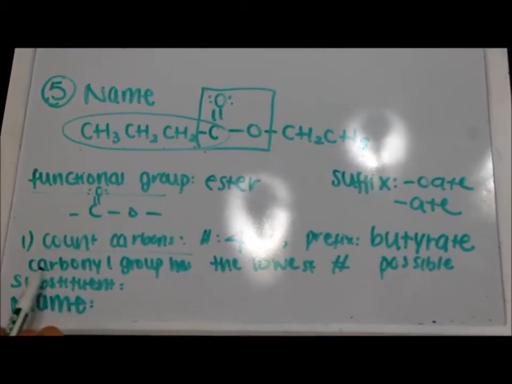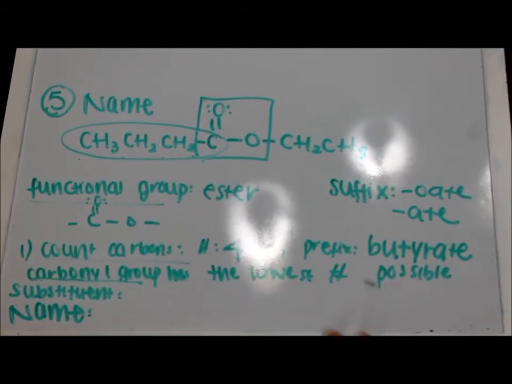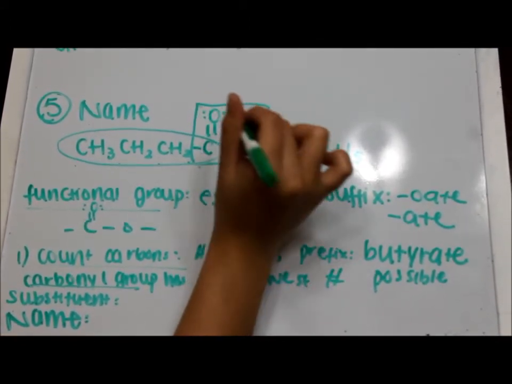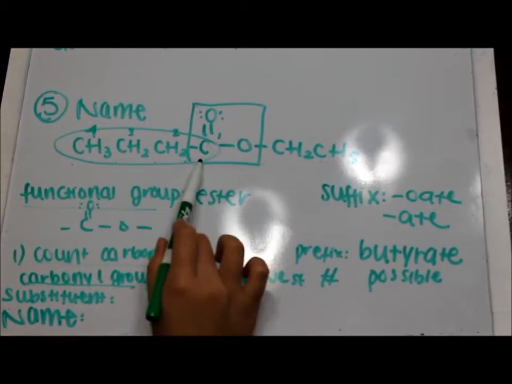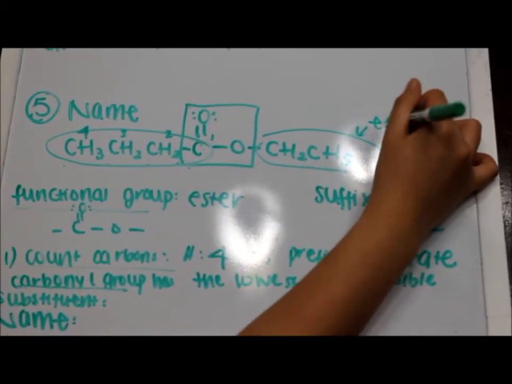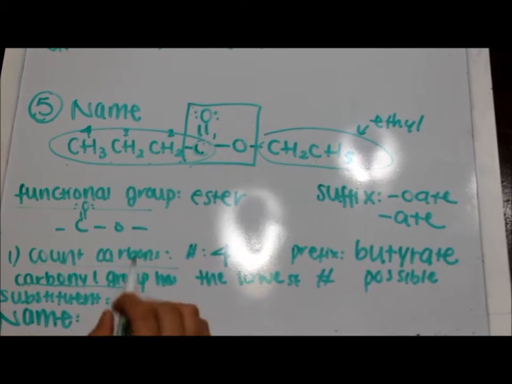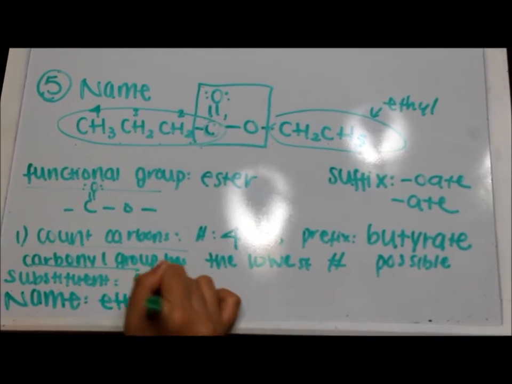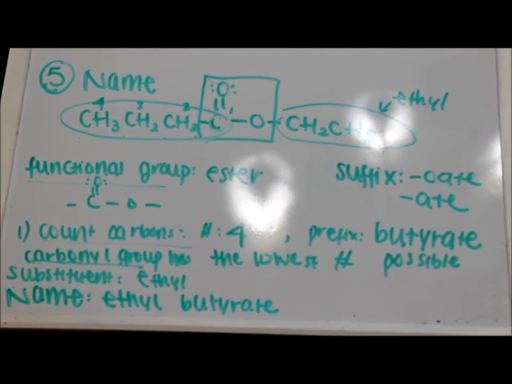We want to number it so the carbonyl group, remember the C double bond O group, has the lowest number possible. So we're going to start from here, and 2, 3, 4. So that's 1. Here is our substituent group. This is actually an ethyl group. Since it is on carbon 1, we don't need to specify its number. We just need to say ethyl butyrate. So that's the name of this compound.